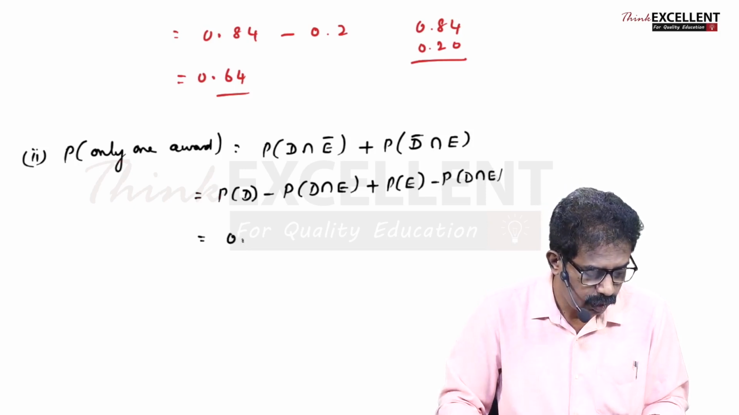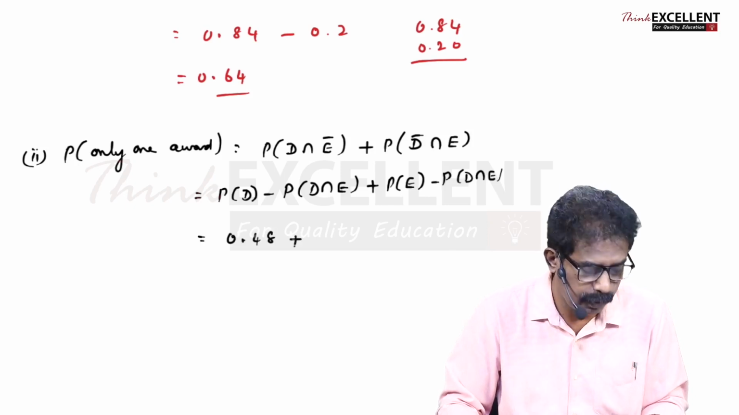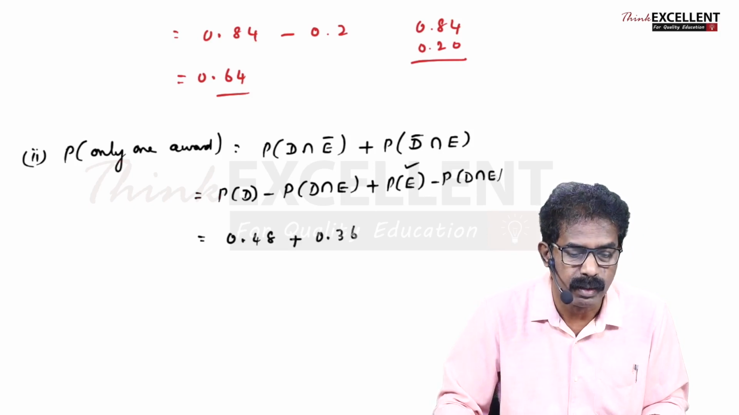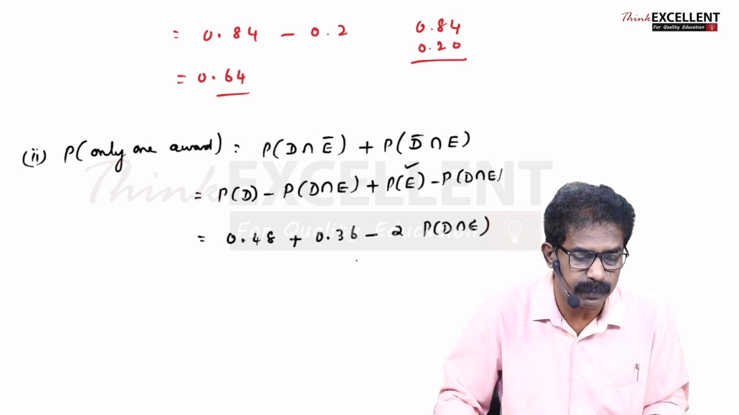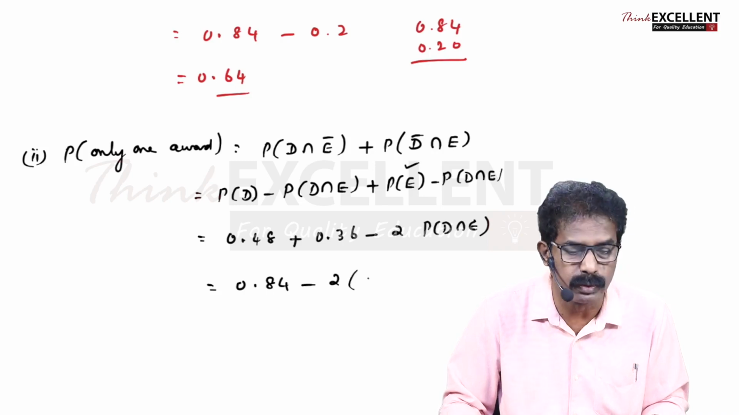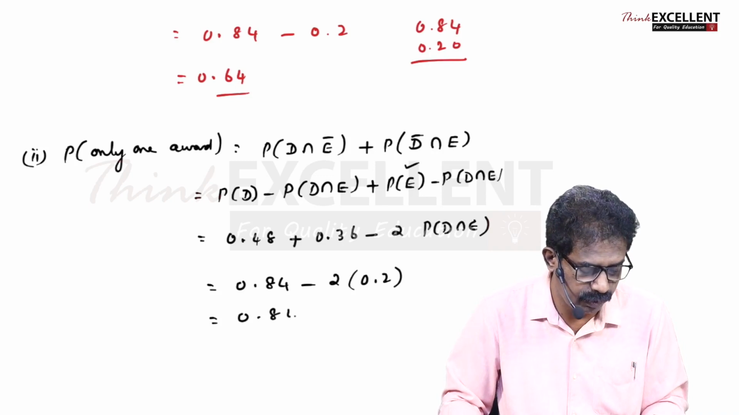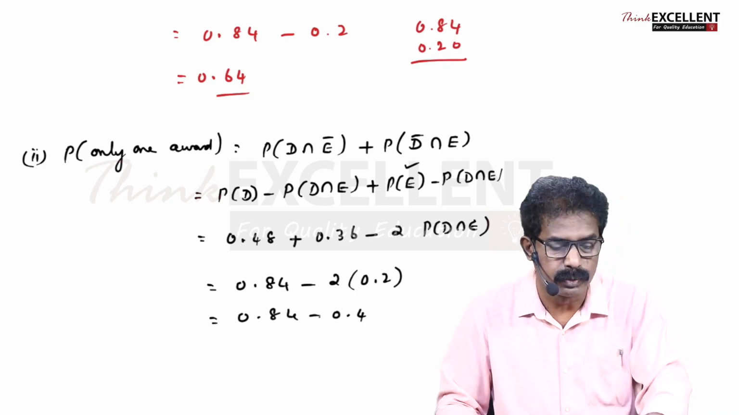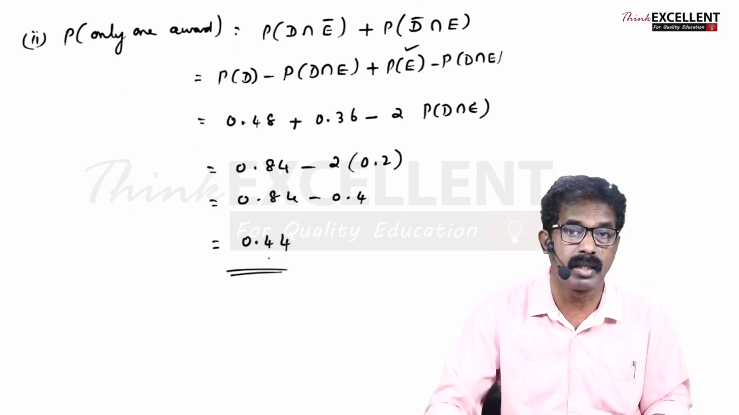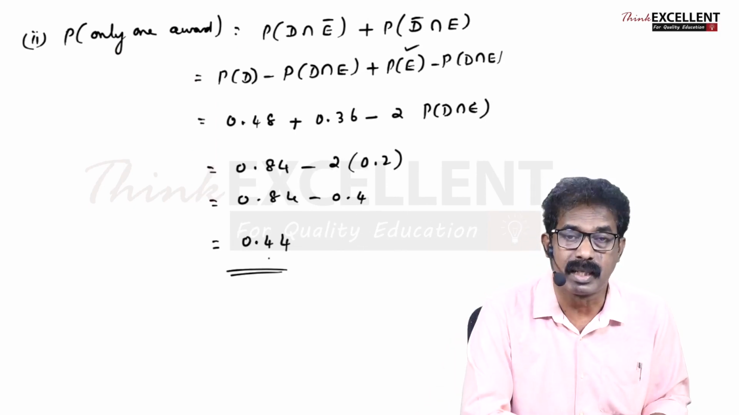P of D is 0.48 plus P of E is 0.36 minus 2 times P of D intersection E, right? So if you add these two, 0.84 minus 2 into 0.2, getting both, so 0.84 minus 0.4, and your answer is 0.44, okay? So I hope you understood all these sums. Try to practice the questions, example sums, everything. We'll continue in the next video.